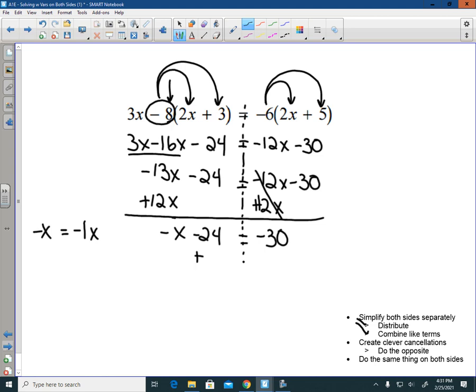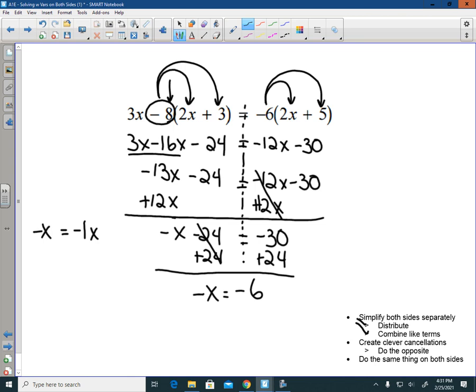Let's add 24 to both sides. Why not, you say? I don't know. No good reason not to. And then these cancel. Now we have negative x left here equals negative 30 plus 24, which means we're starting at negative 30 and we're going in the positive direction 24 places. And we get to negative 6 when we do that. All right. So we have negative x equals negative 6.